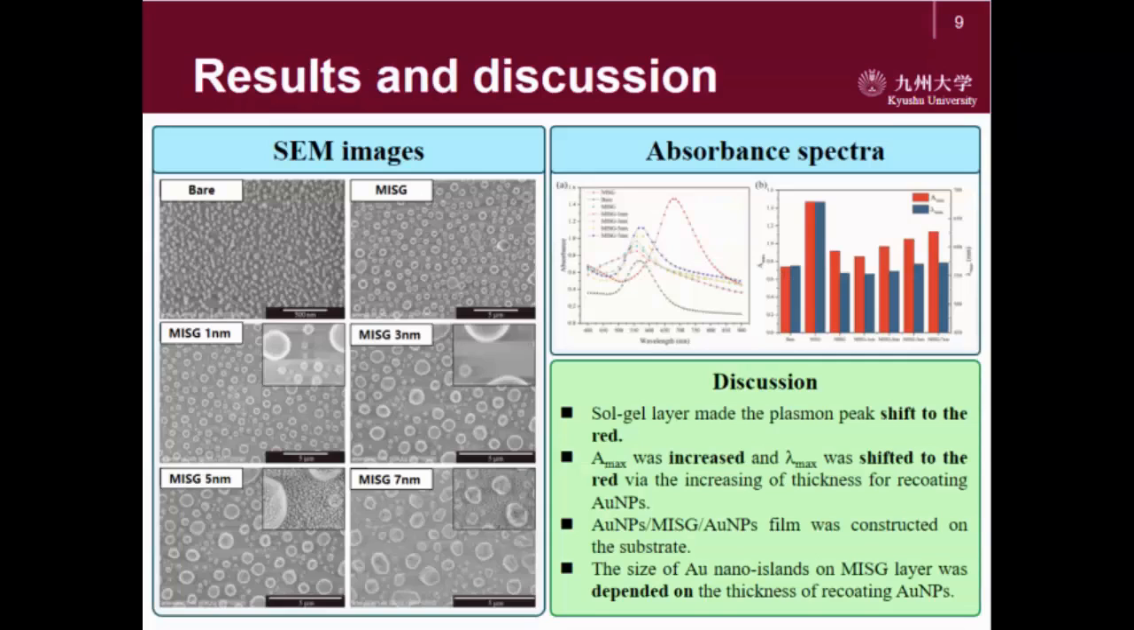Then we talk about the results. The absorption spectra show that the sol-gel layer made the plasmon peak shift to the right, and the A max was increased, and the lambda max was shifted to the right with the increasing thickness of resputtered Au nanoparticles. Through the SEM images, we can find that the layer-by-layer films were constructed on the substrate successfully, and the size of Au nanoparticle islands on the MISG layer was dependent on the thickness of resputtered Au nanoparticles.